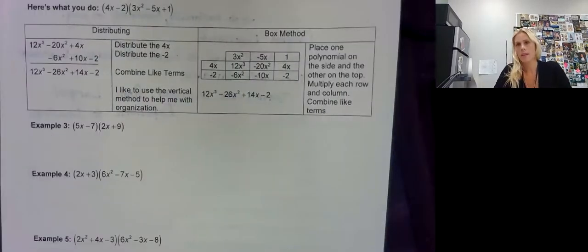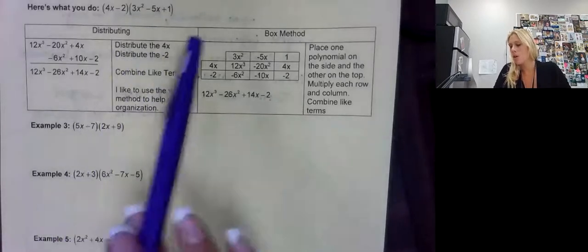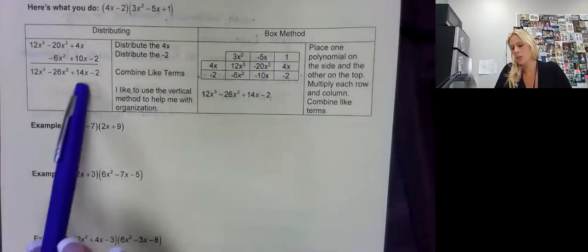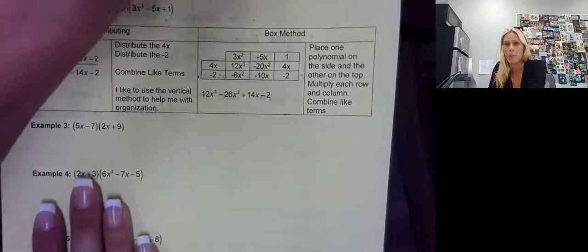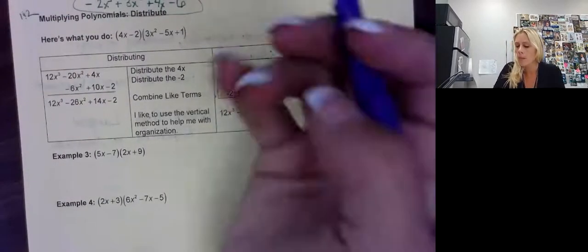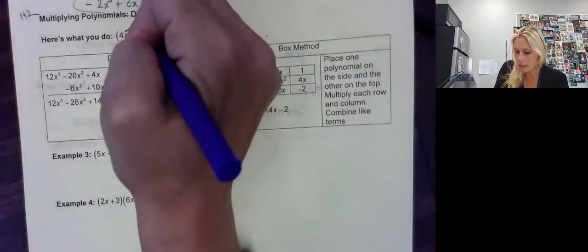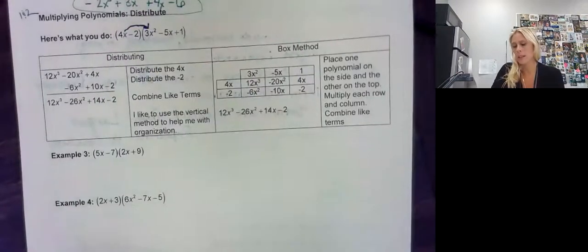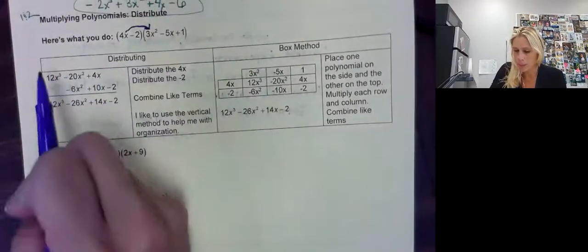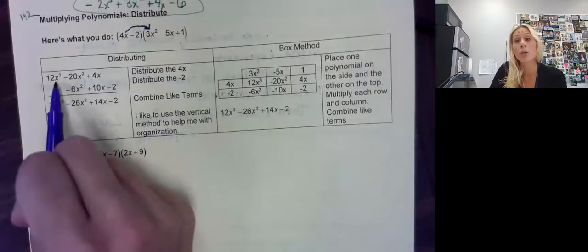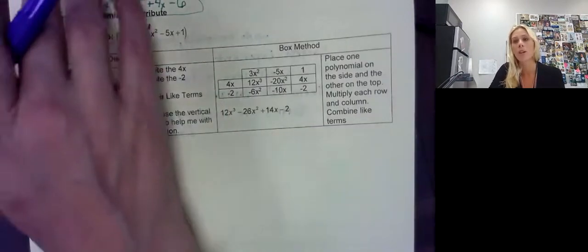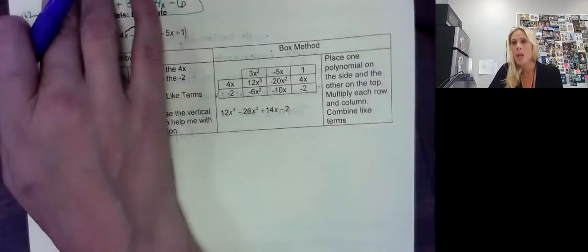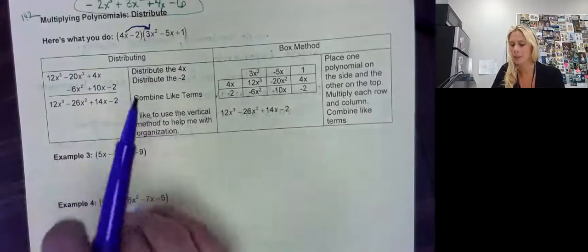All right, so with multiplication here, we can do it distributing like I just said, or box method. Distributing the way they're doing it is kind of confusing. I tend to do what I'll call rainbows, where the 4x multiplies to the 3x squared. That's where we get the 12x cubed. Don't forget, when you multiply, you add the exponents. Remember, when we combine like terms before, we don't change the exponent, but when you multiply, you add those exponents together.